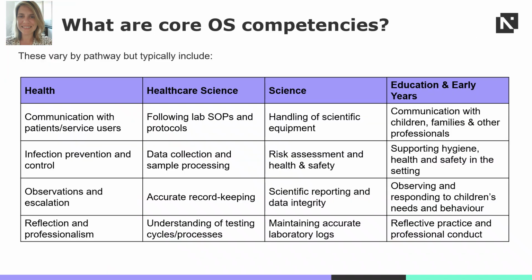To support early embedding and effective curriculum planning, it's helpful to define what we actually mean by core occupational specialism competencies. Now, these do vary by pathway, but there are clear themes that we see across the board. Let's look at a few examples. In health, we see core competencies like communication with patients or service users, infection prevention and control, making and escalating observation, and demonstrating reflection and professionalism. And in healthcare science, we shift into lab-based proficiency with a focus on following SOPs and lab protocols, accurate data collection and sample processing, record keeping and understanding testing cycles.